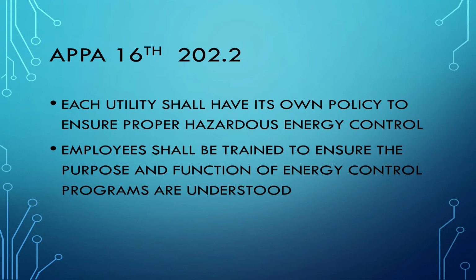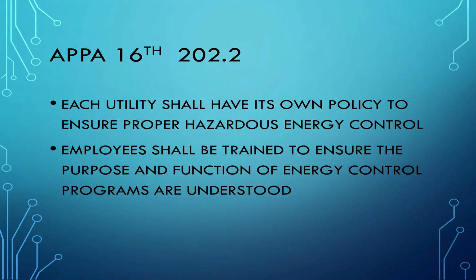Each utility shall have its own policy to ensure proper hazardous energy control. Employees shall be trained to ensure that the purpose and function of energy control programs are understood. Do we know why we have Lockout Tagout? Do we know the information we need to put on tags? Is everybody on the same page as far as the information when they fill out a tag?